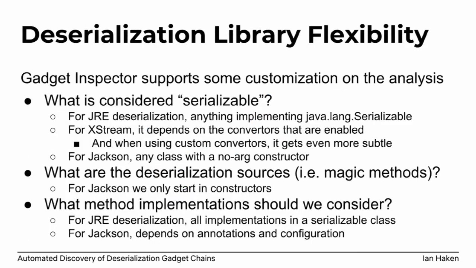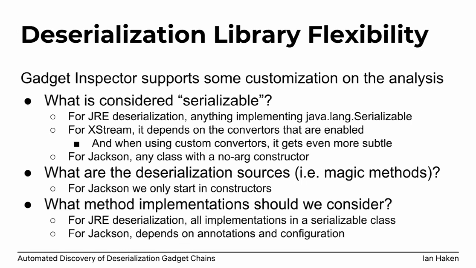So in everything I've described, one thing that I've left out is how do you deal with this if you're working with different types of deserialization libraries? Well, basically everything I've described is parameterizable. So what classes are considered serializable? Well, you can pass that in as a parameter to this analysis and say classes implementing this interface are serializable, or classes with no arg constructors are serializable, and that'll determine how you do that graph search in step 5.